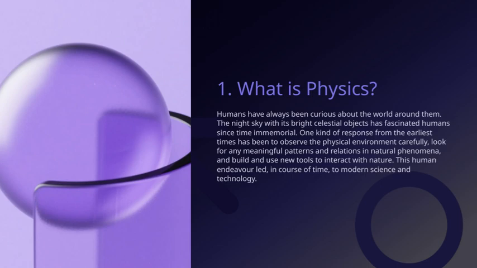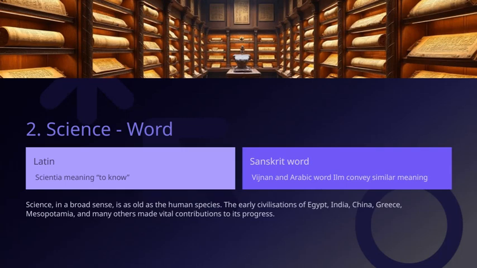Veynan and the Arabic word ilm convey similar meanings, both referring to knowledge and understanding. It's interesting to see how these terms from different languages and cultures highlight the universal pursuit of knowledge. Now, moving to the Sanskrit word for science, which is also deeply rooted in the idea of knowing and understanding. Science, in a broad sense, is as old as humanity itself.